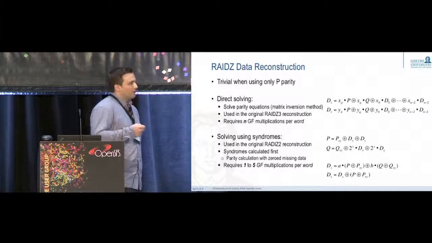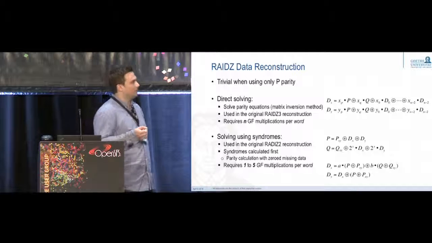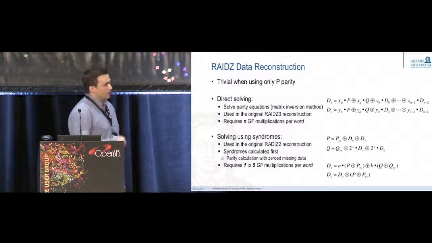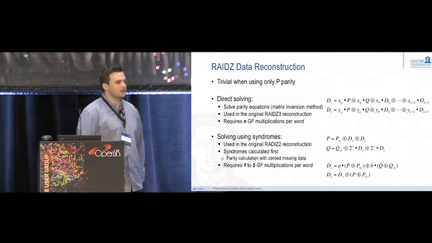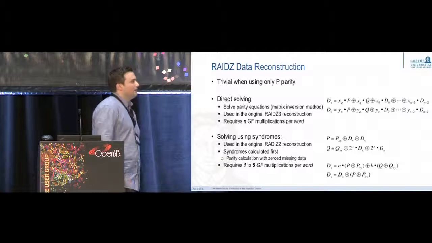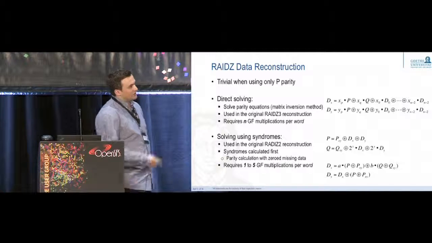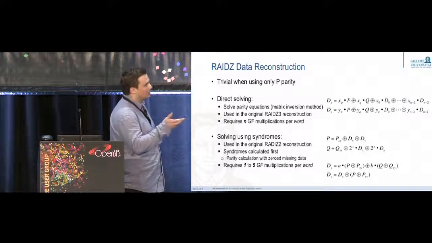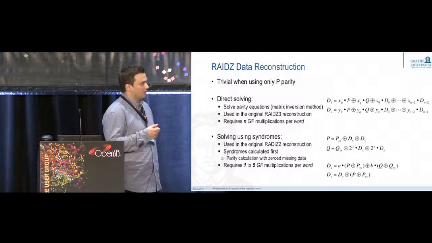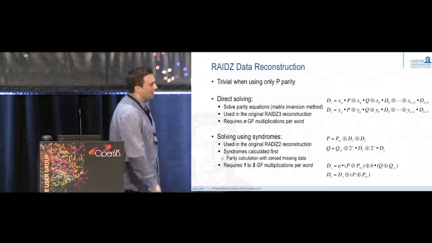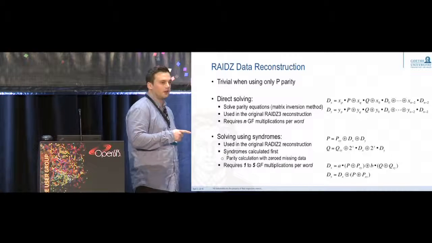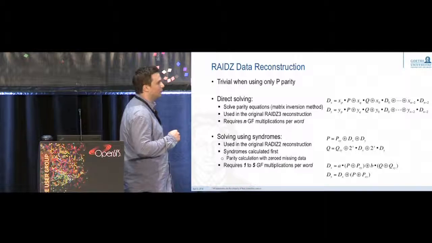First, the less efficient way is direct solving, sometimes called the matrix inversion method. This is used by the original RAIDZ2 and RAIDZ3 methods, and we'll see what kind of speed penalty we encounter there. When we solve the parity equations for the missing data, denoted as dx and dy, we need to run n multiplications with a constant in this field, and this is not efficient.